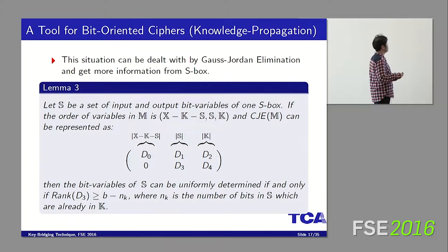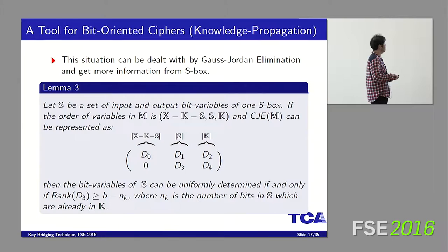This step is used to propagate knowledge through gates in word-oriented ciphers. Let S be a set of input and output bit variables of an Xbox. If the order of variables in M is like this, and CZM can be represented as this, then the bit variables of S can be uniquely determined, if the rank of D3 is greater than or equal to this, where NK is the number of bits in S which are already in K. The rank of D3 being greater than this means that we can get bilinear relations among the input and output of this Xbox. And these relations allow us to reduce the entropy of this Xbox to zero.